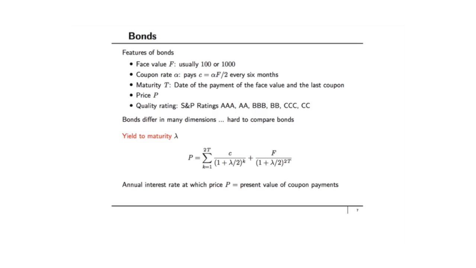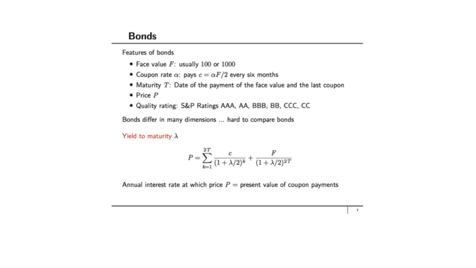The next fixed income instrument that we are going to be interested in is a bond. A bond is characterized by 5 different parameters. There's a face value. Face value is typically 100 or 1,000. There's a coupon rate, alpha, which is paid every 6 months. So every 6 months, a bond pays you alpha times F, which is the face value, divided by 2. There's the maturity. This is the date of the payment of the face value and the last coupon. And there is the price, which is the price at which these bonds are going to be selling.